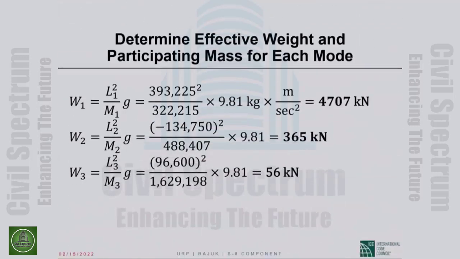Okay. Now, based on the L's and the M's, we calculate the effective weight in the various modes. So effective weight in the first mode is given by this expression. Effective weight in the second mode is given by that expression. Effective weight in the third mode is given by that expression. Okay. L sub 1 we calculated, M sub 1 we calculated, G is 9.81 whatever units. So the effective weight in the first mode comes out to 4707 kilonewtons. Effective weight in the second mode 365 kilonewtons, and effective weight in the third mode 56 kilonewtons. Okay, these are calculated values.